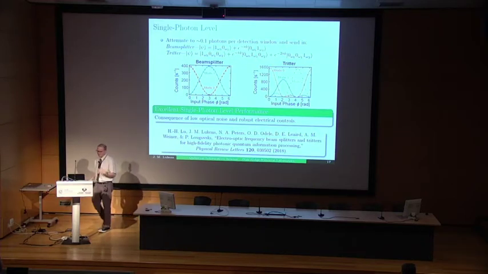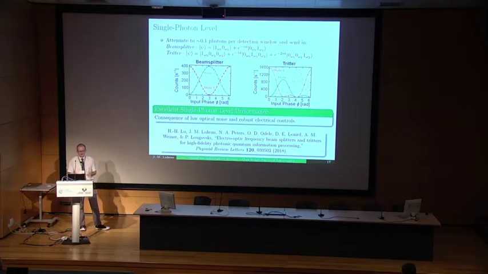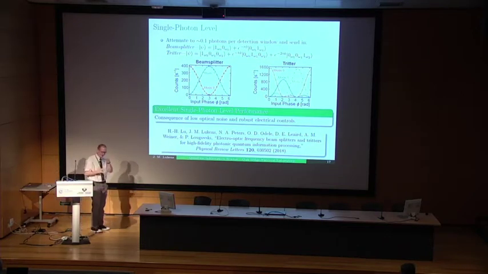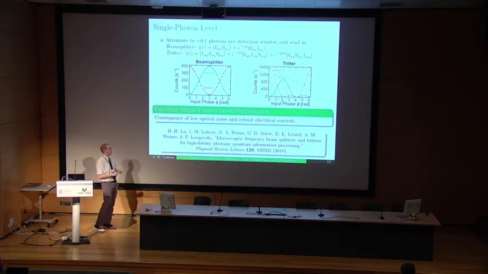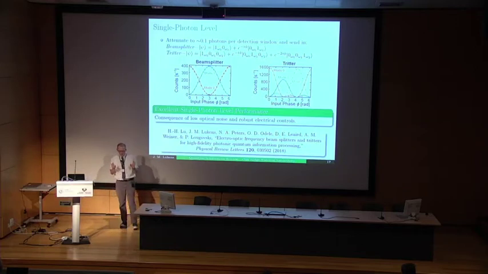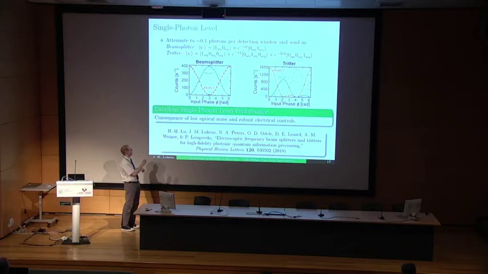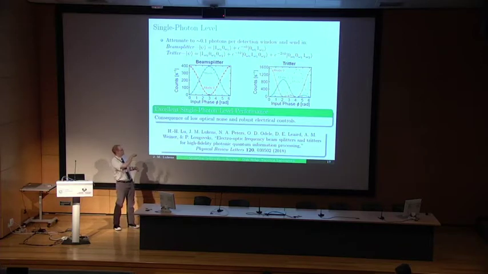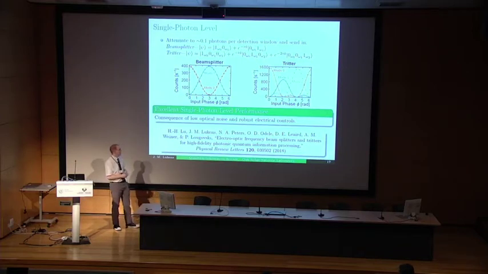single photon level. So when we attenuate our input state to roughly 0.1 photons per detection window, we send in a superposition in this case and scan the phase, we see the expected interference fringes when we count photons in each of the output frequency modes. So for the beam splitter, you can see as we scan the phase, we initially send all our energy out in mode 0, then it changes to mode 1, and then back to mode 0.